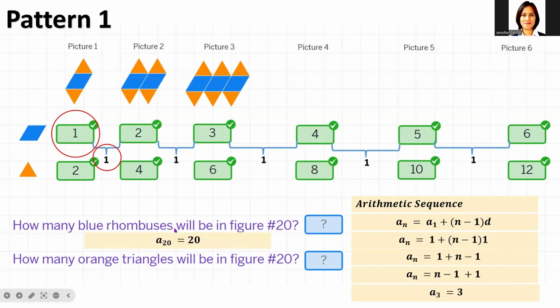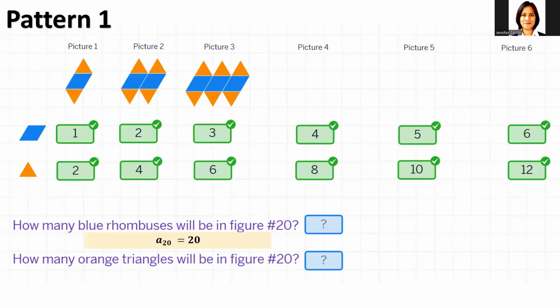Okay, so we have answered the first question. How about the second question? This pertains to the sequence of triangles. In the second question, how many orange triangles will be in figure 20? Our goal is to answer this, which refers to the second set of sequence, the sequence of triangles.